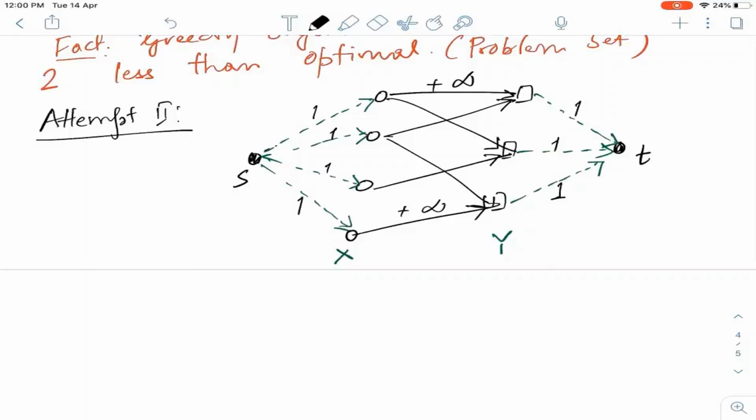And I claim that if you solve your maximum flow problem on this network, then it will help you find a maximum matching. So think about this for 5 minutes. You will surely get the answer, and we'll talk about this next time.